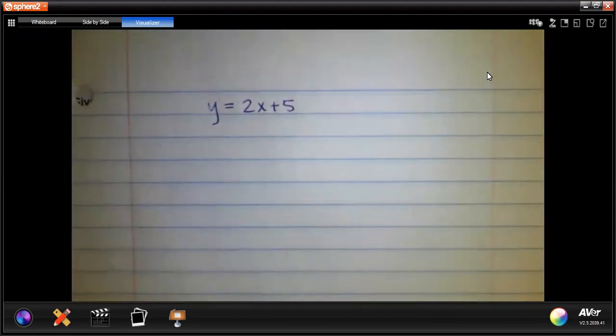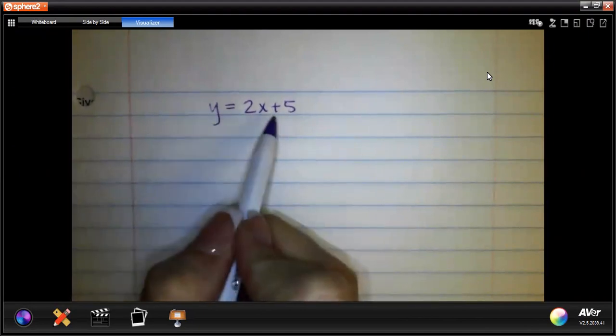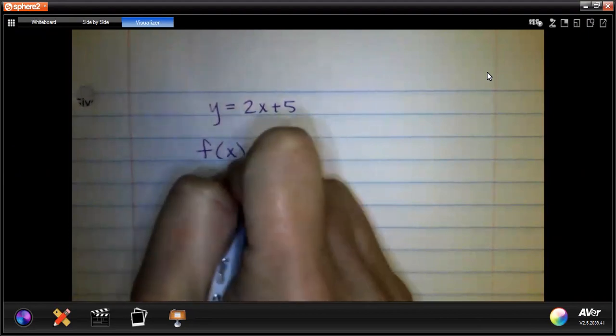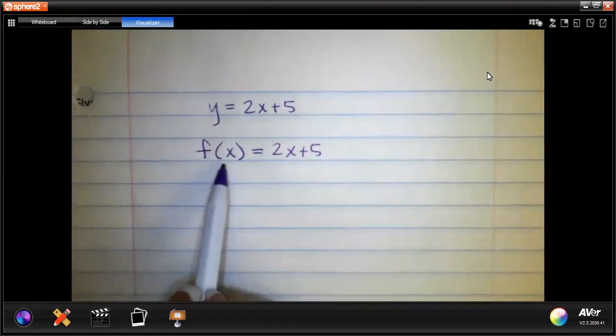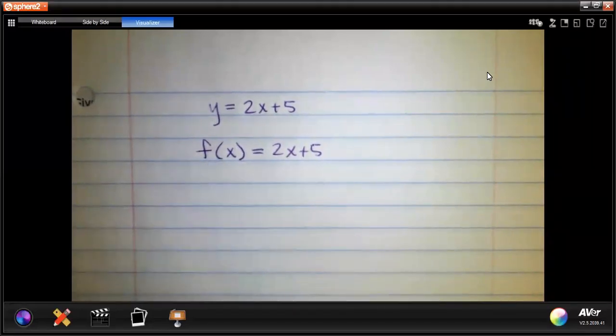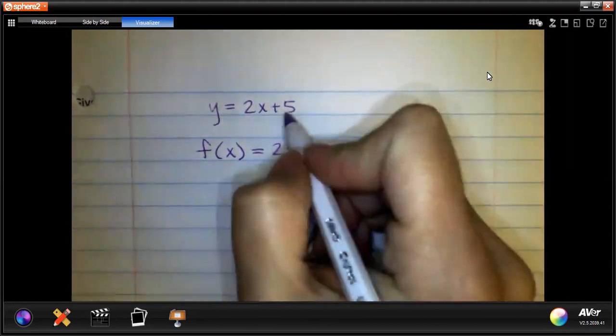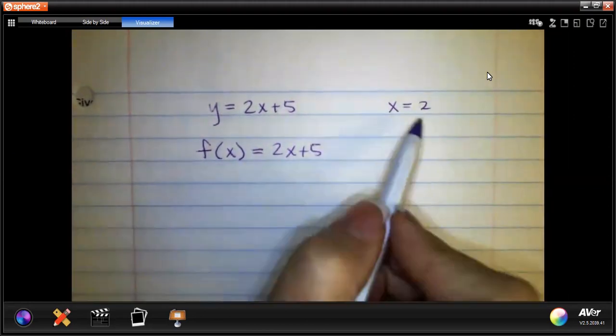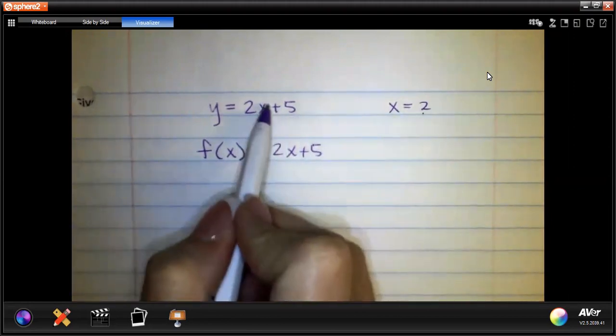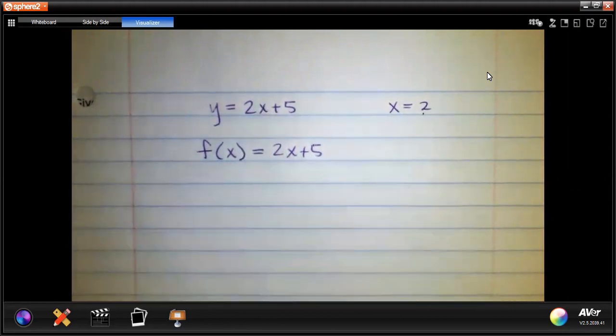If we had something like y equals 2x plus 5, y is a function dependent on x. So we can write that as f of x equals 2x plus 5, because this is the same thing, a function dependent on x. That's what that stands for there. Now, in this case, we would have to say x is equal to 2, and then you would take that 2 and plug it in for the x in this equation.